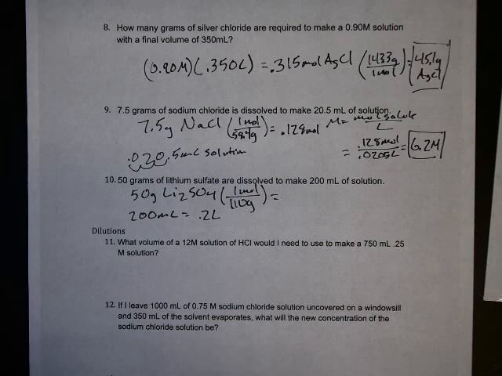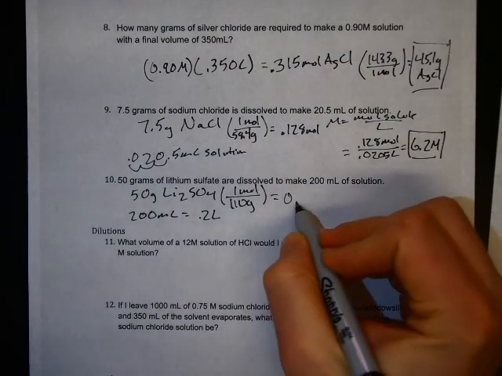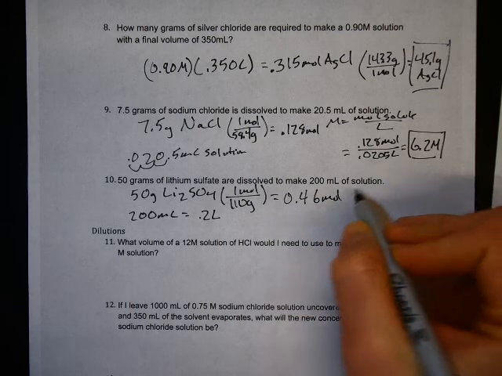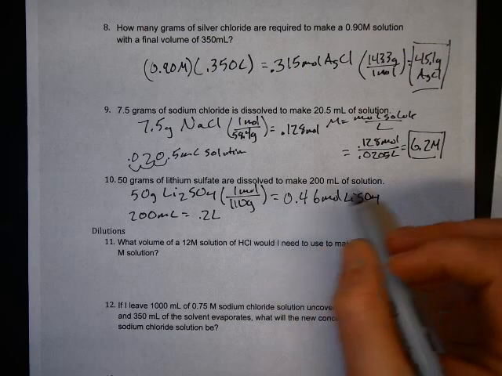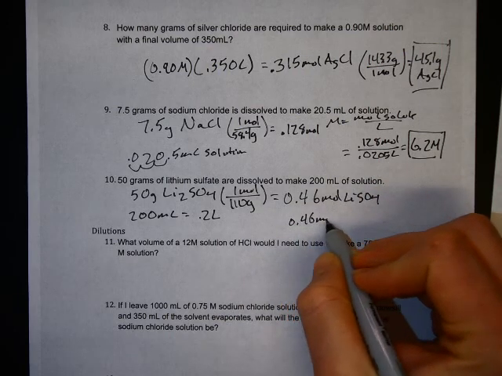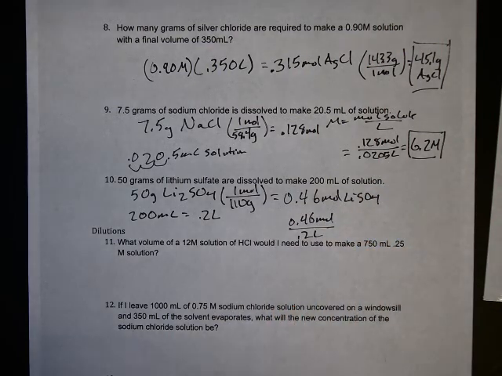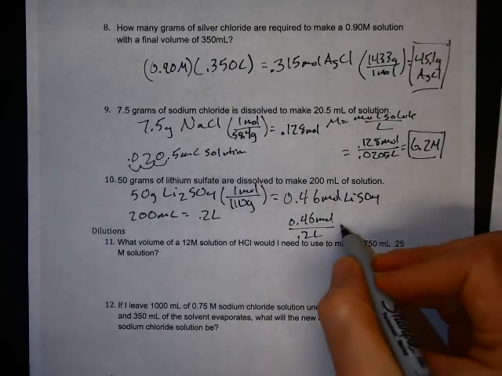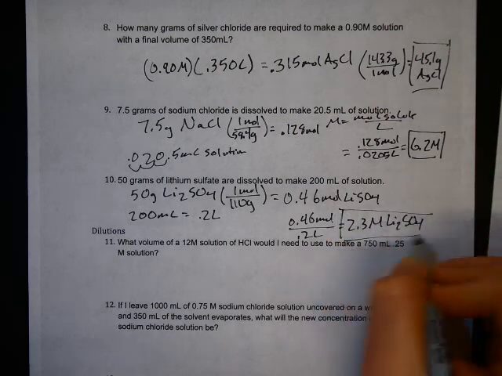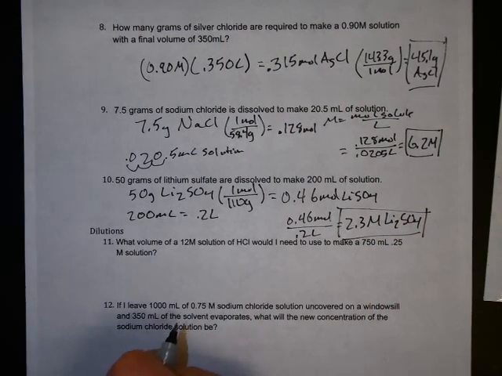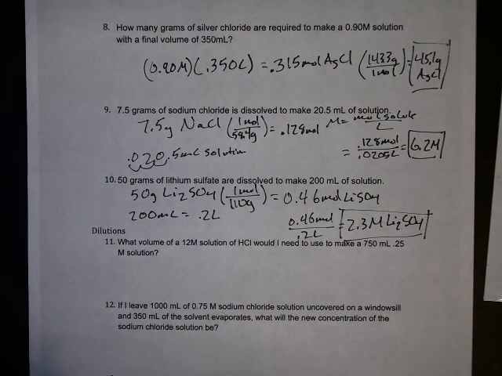So 50 divided by 110 gives me 0.46 moles of lithium sulfate. And then I have my liters there, so I just divide the 0.46 moles by 0.2 liters. And I get a 2.3 molar lithium sulfate solution. That's a complete label. 6.2 molar would be acceptable for the test as well, though, as long as your answer is near and you put the molar there. That M counts as the label.